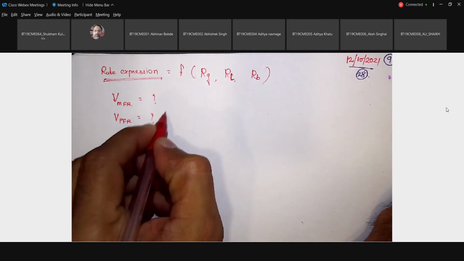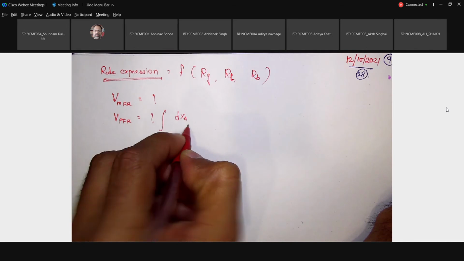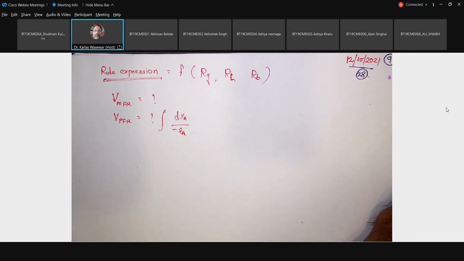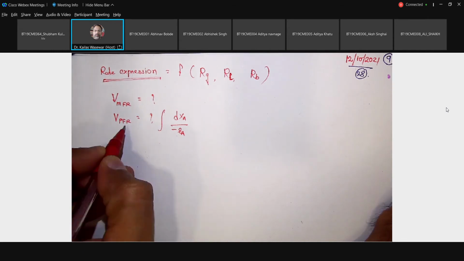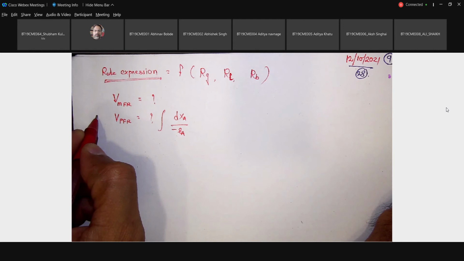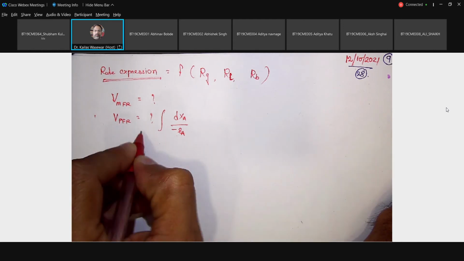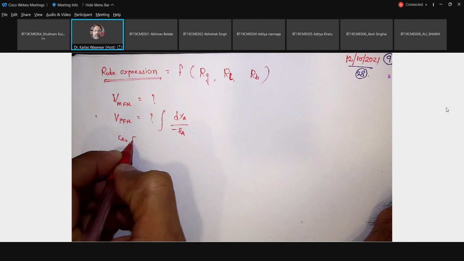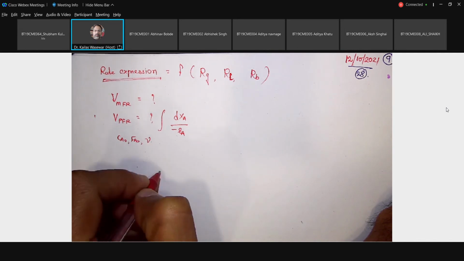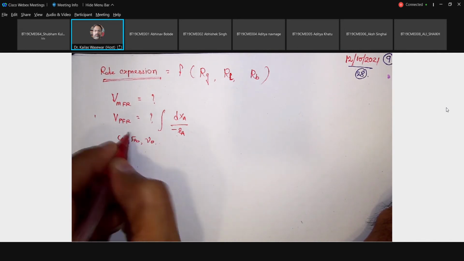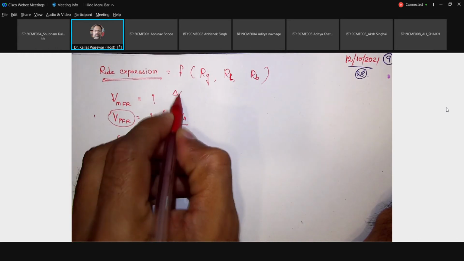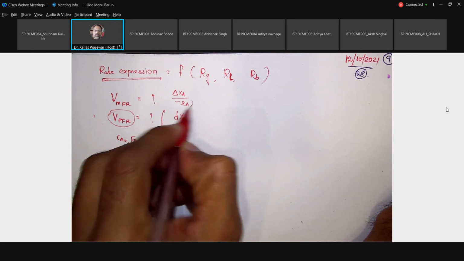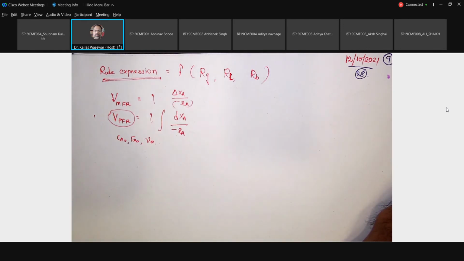For this one, what does it give? Is it correct? Or it will be like this. There may be some CA0 or FA0 values, so you have to rearrange it. You can get the volume VFR as a function of this, and here it will be delta XA upon minus RA. Okay? So RA will be the rate.